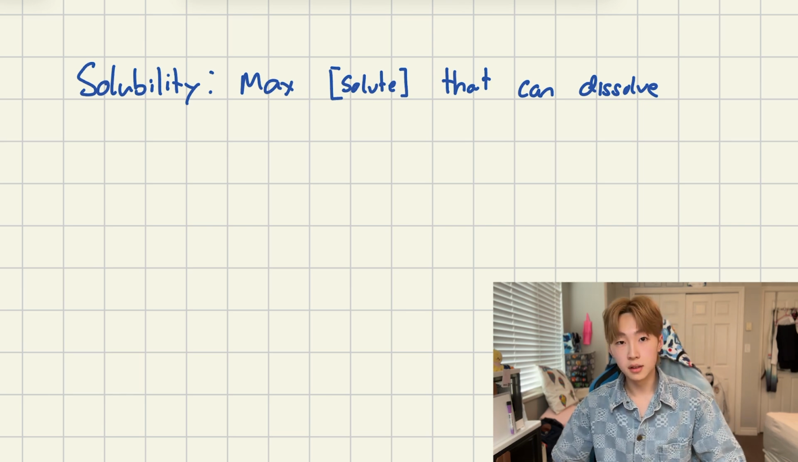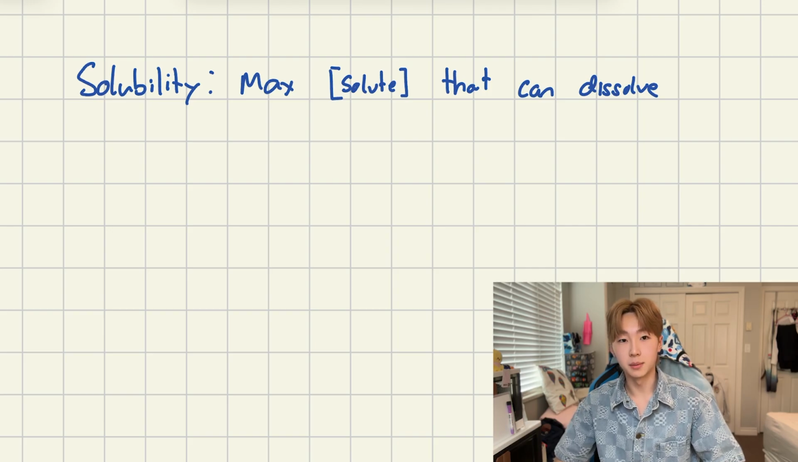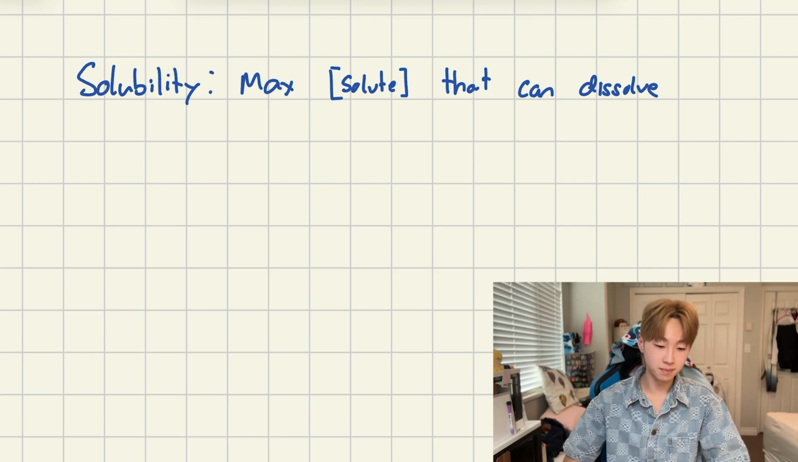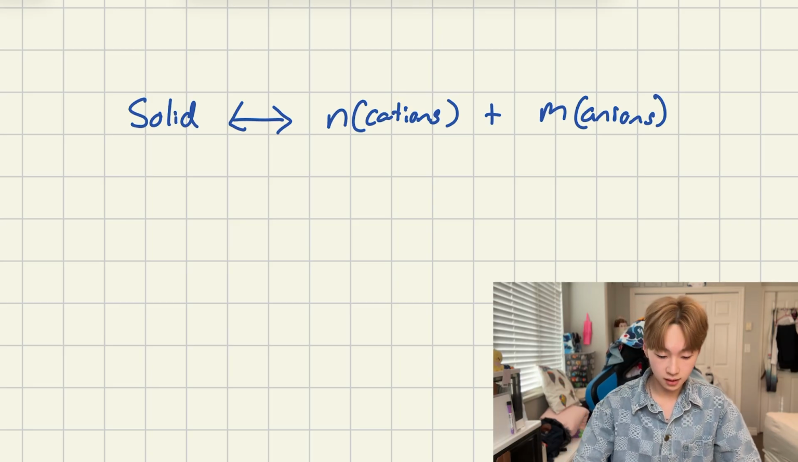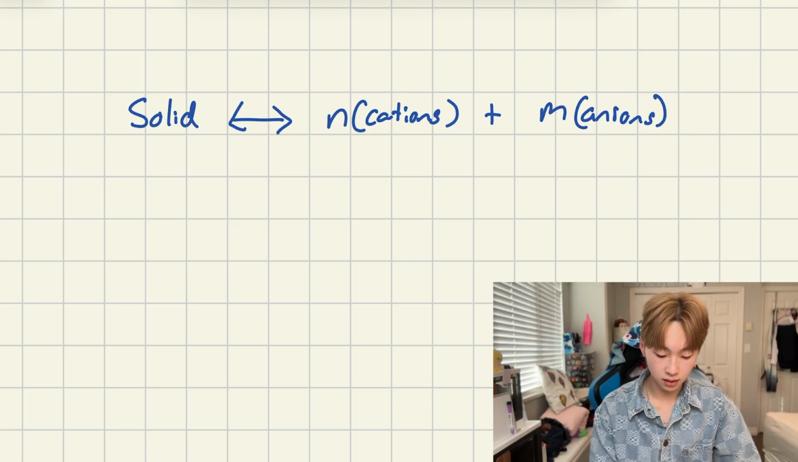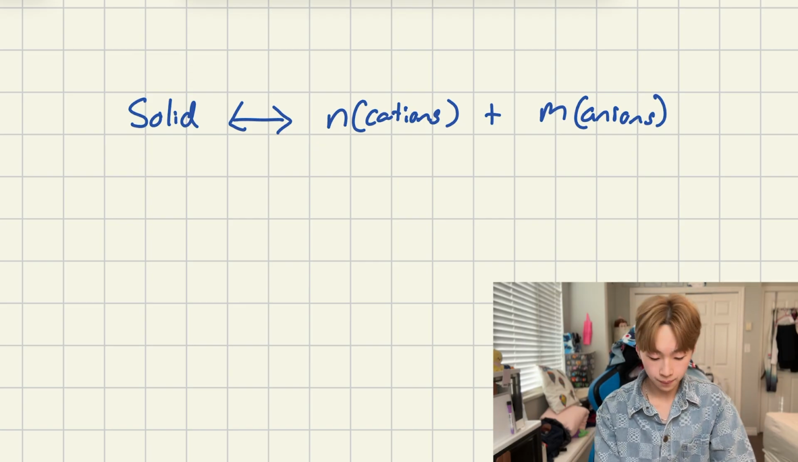Now this unit includes a lot of basic stoichiometry that was covered in Chem 11, so I won't cover it here, but make sure to study that. Now, as we know, when a solid dissolves into its ions, it'll look like this, a solid and its ions, and n and m are their coefficients.